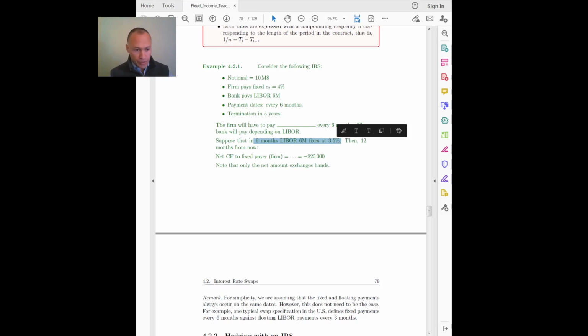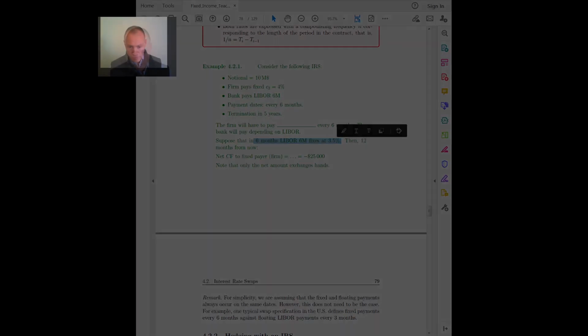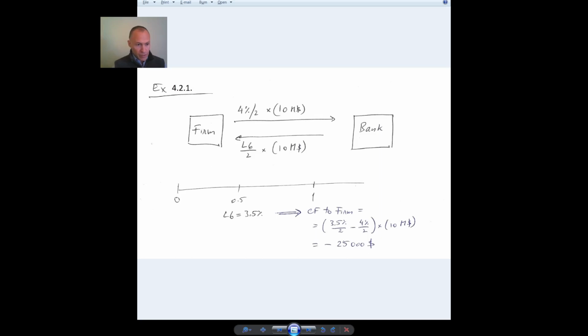Okay, so very quickly, this is the scheme of the swap. We have the firm and the bank. The firm is paying fixed every 6 months, 4% divided by 2 of the notional. The bank is paying the 6-month LIBOR over the same notional, okay? Again, the scenario that we're looking at is that the LIBOR 6-month at this moment is 3.5%. This will imply that at the end of the period, we compute the net cash flow.